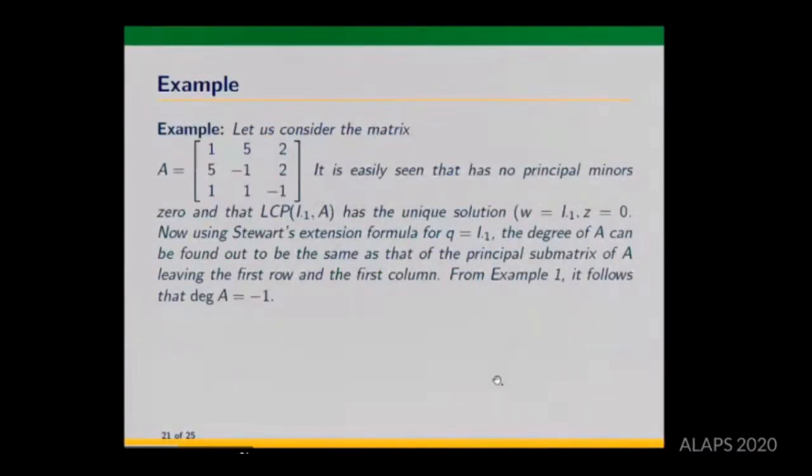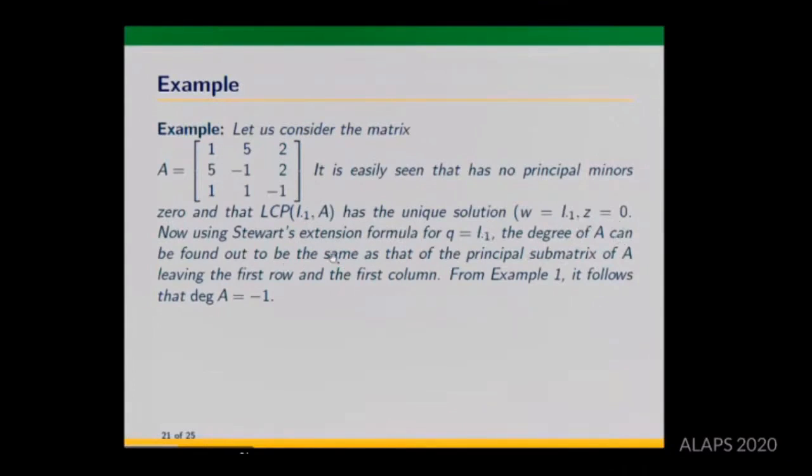So this Stewart extension formula is very useful to figure out the degree. That is illustrated in this example. Let us consider this matrix, and it is easily seen that it has no principal minor equal to 0. And LCP (e1, A), that is q = (1, 0, 0) and the given matrix A, has the unique solution w equal to e1, z equal to 0.